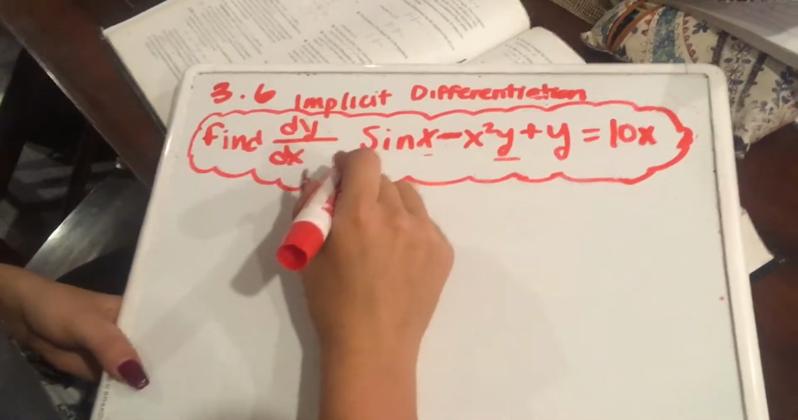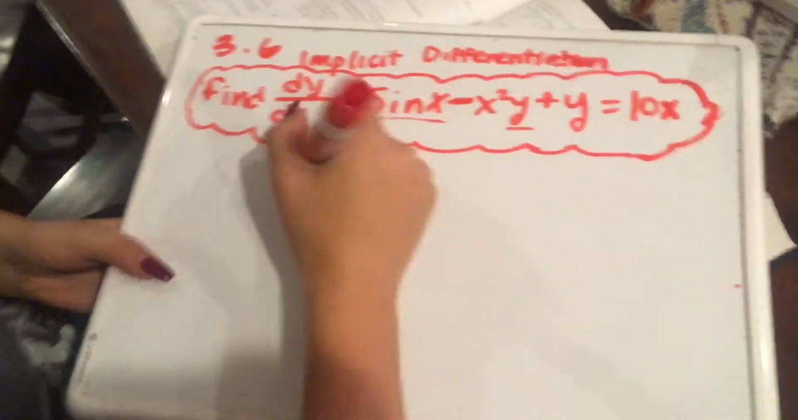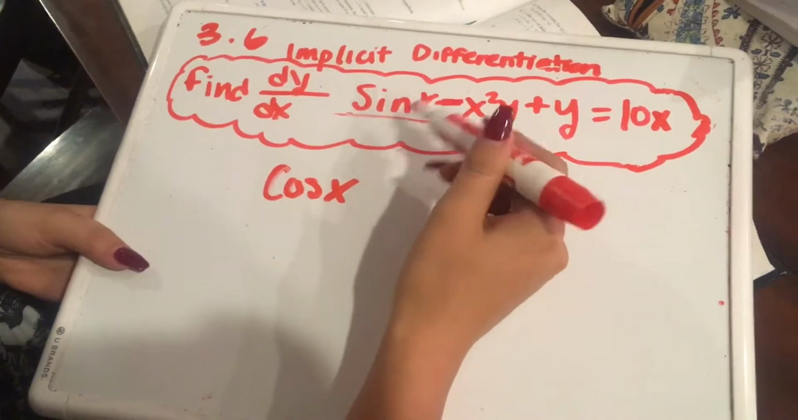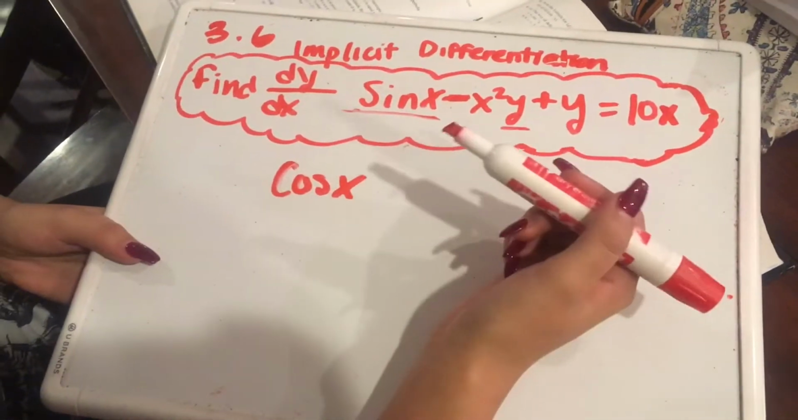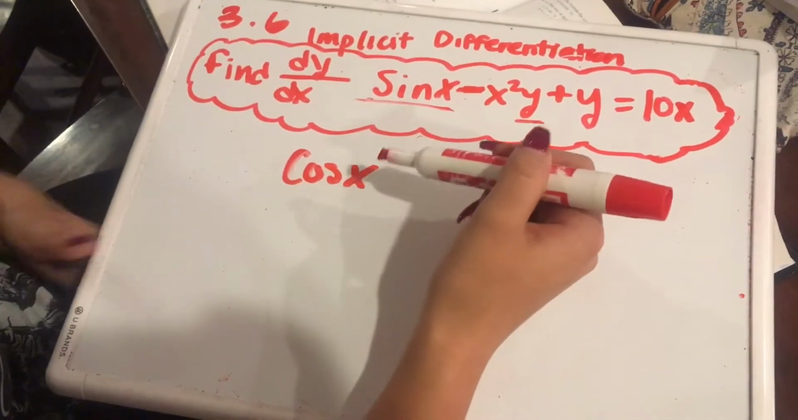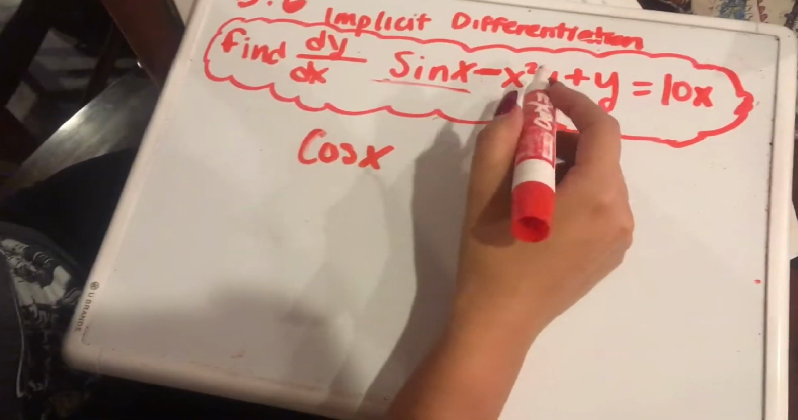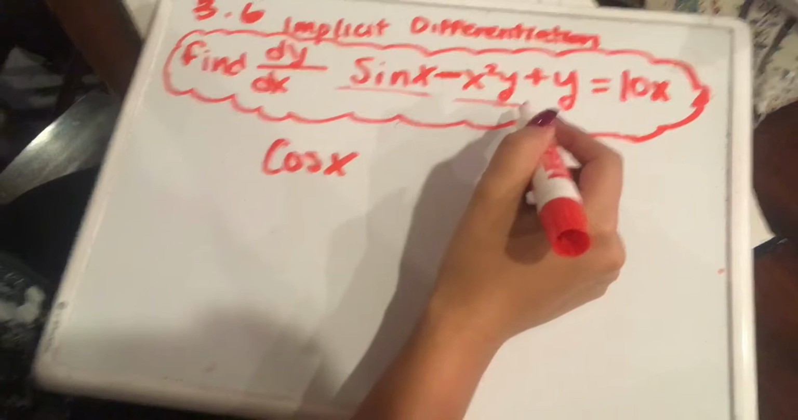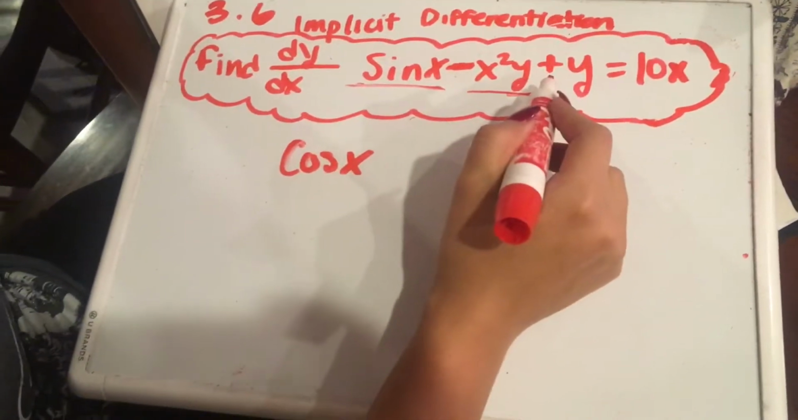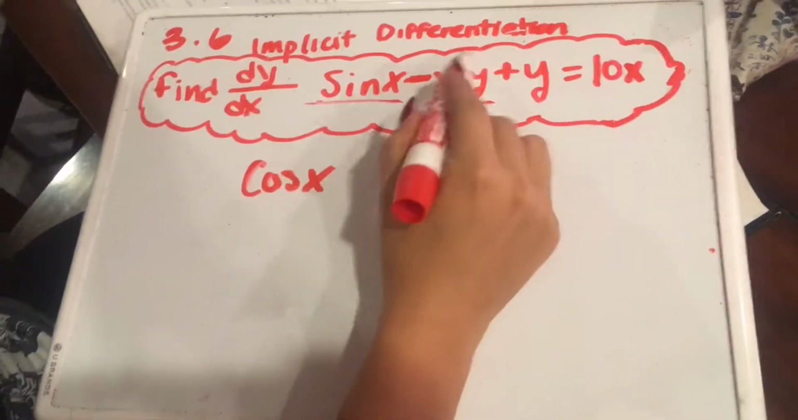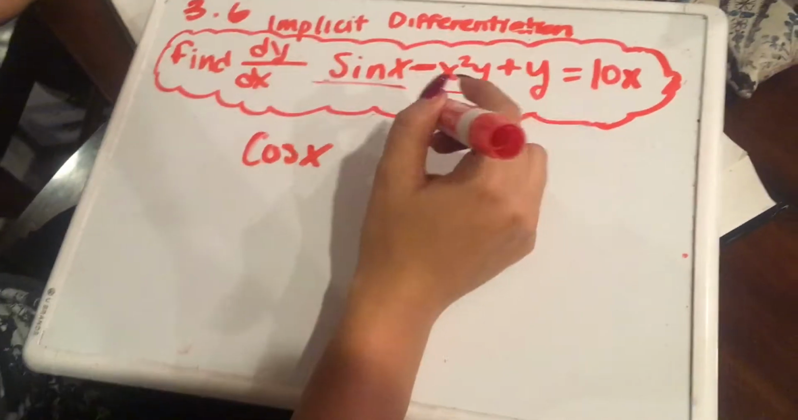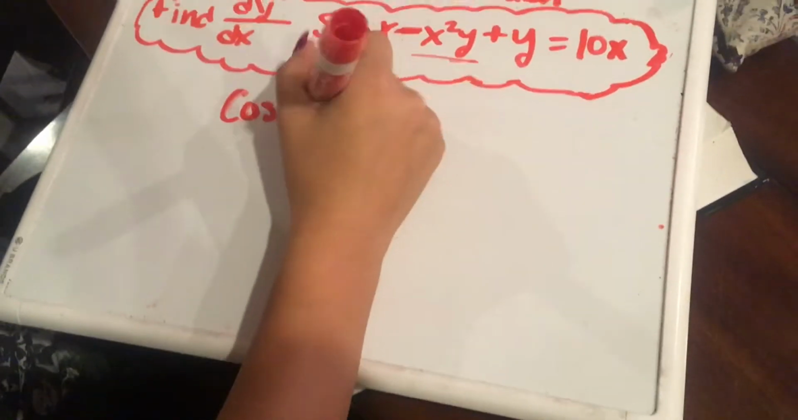So the first step is to find the derivative of sine x, which is cosine x. And since we're just finding the derivative of an x, you don't have to add a y prime because you're not finding the derivative of a y. The next term is negative x squared y. Since it's being multiplied together, you're going to have to use the product rule. And since there's a y, you're going to have to add a y prime somewhere in the problem.